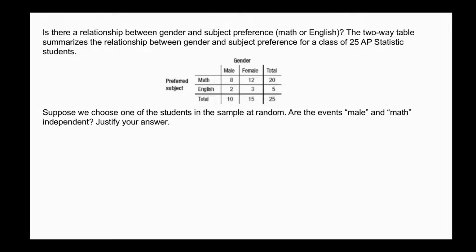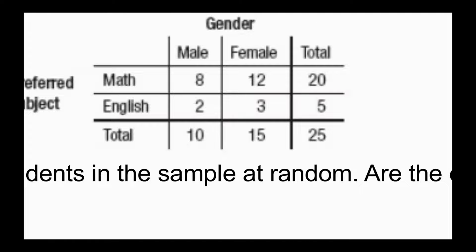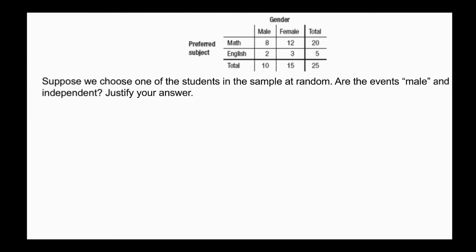Okay, and then in between there's some other raw data as well. Okay, so this is the raw data, right? Raw data means the actual numbers. There are actually 8 males who prefer math. There are actually 12 females who prefer math. Okay, that's the raw data. That's what I mean when I say raw: the actual numbers of people that were there.